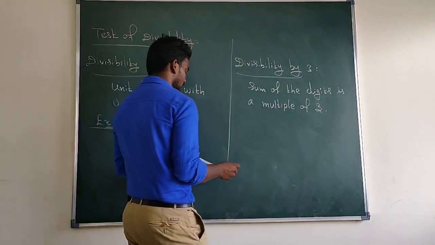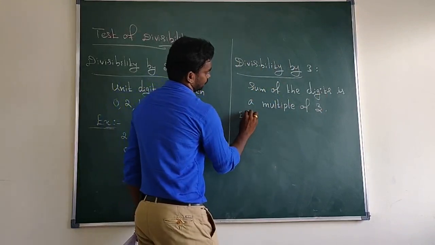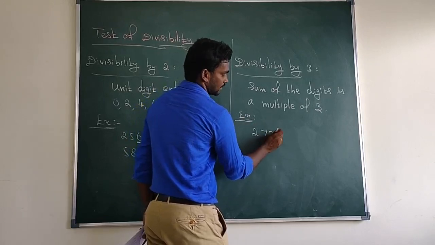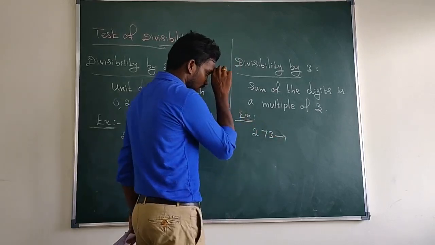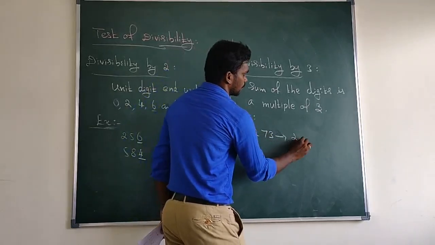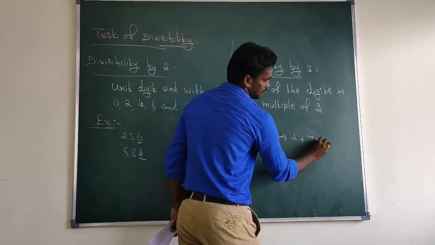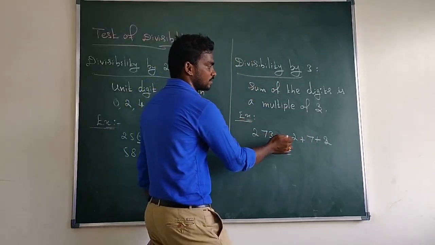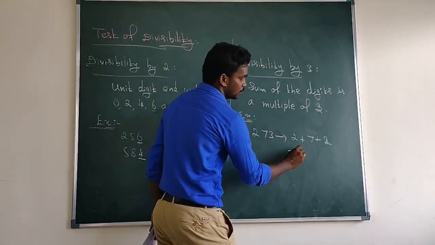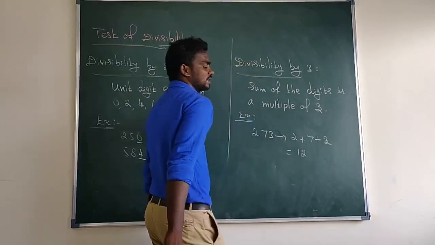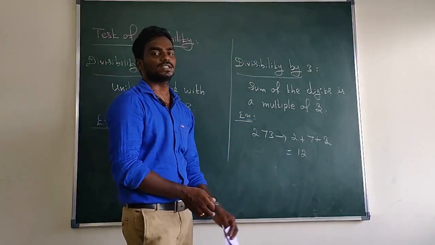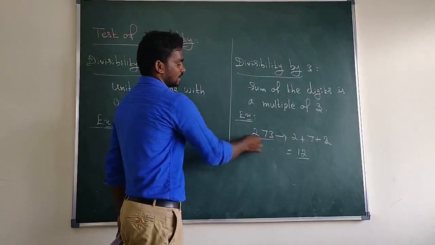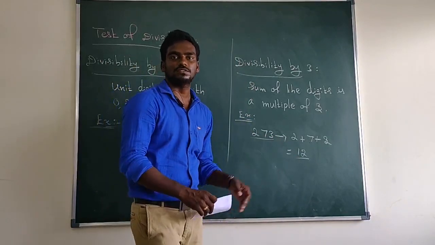Consider the number 273. We have to add the digits: 2 plus 7 plus 3. What is the value of 2 plus 7 plus 3? 2 plus 7 is 9, and 9 plus 3 is 12. Is 12 a multiple of 3 or not? Yes, 12 is a multiple of 3, so 12 is divisible by 3. So our number 273 is divisible by 3.